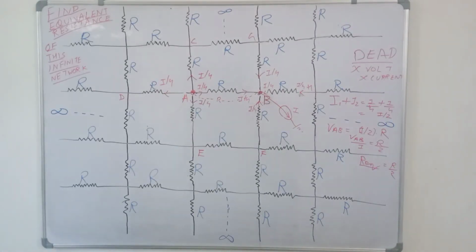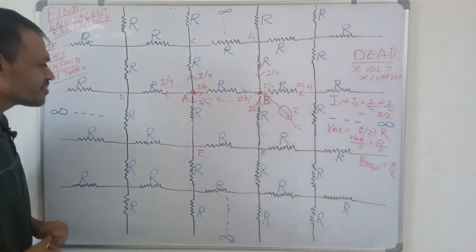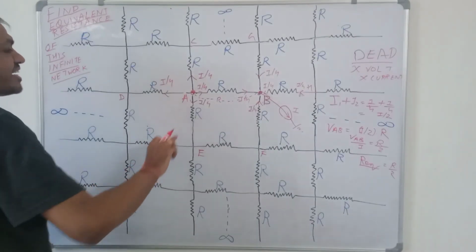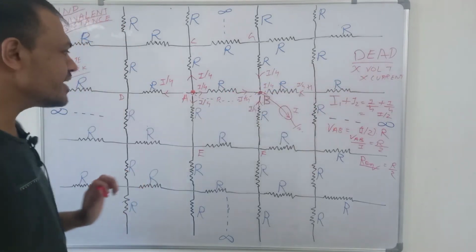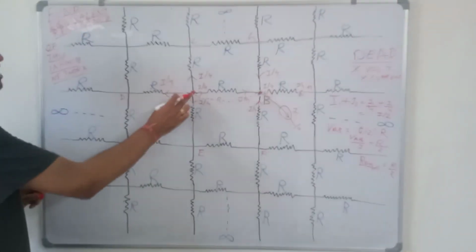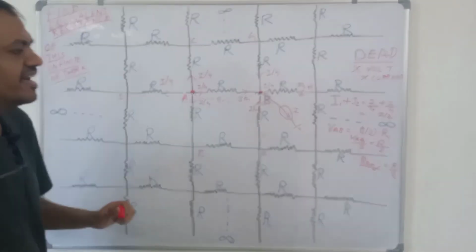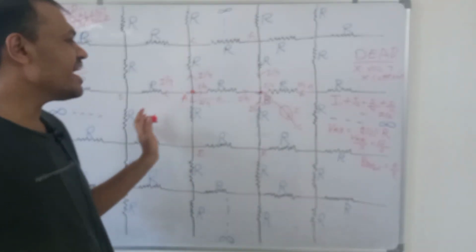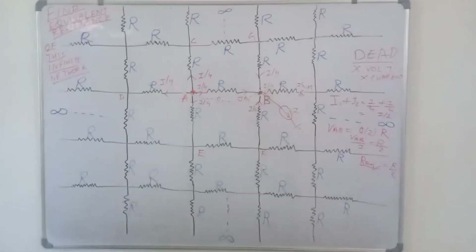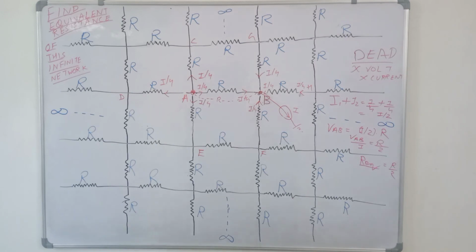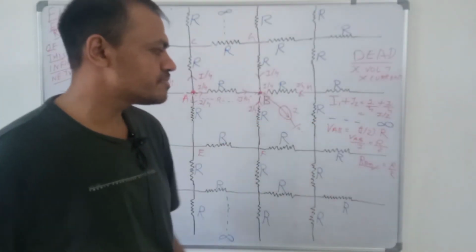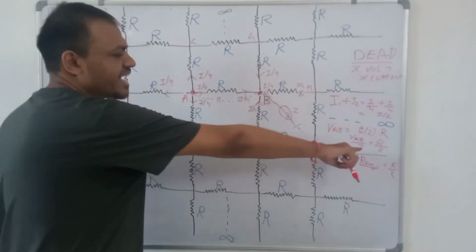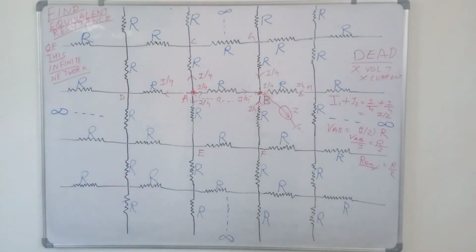So this is how we solve this infinite dead network. This is a dead network because there is no voltage or current source present in this network. So first we apply a current source at point A and a current source at point B, and then calculate the current due to both these sources individually and add them up. So I by 4 plus I by 4, I by 2. So VAB upon I equals R by 2, hence the equivalent resistance is R by 2.